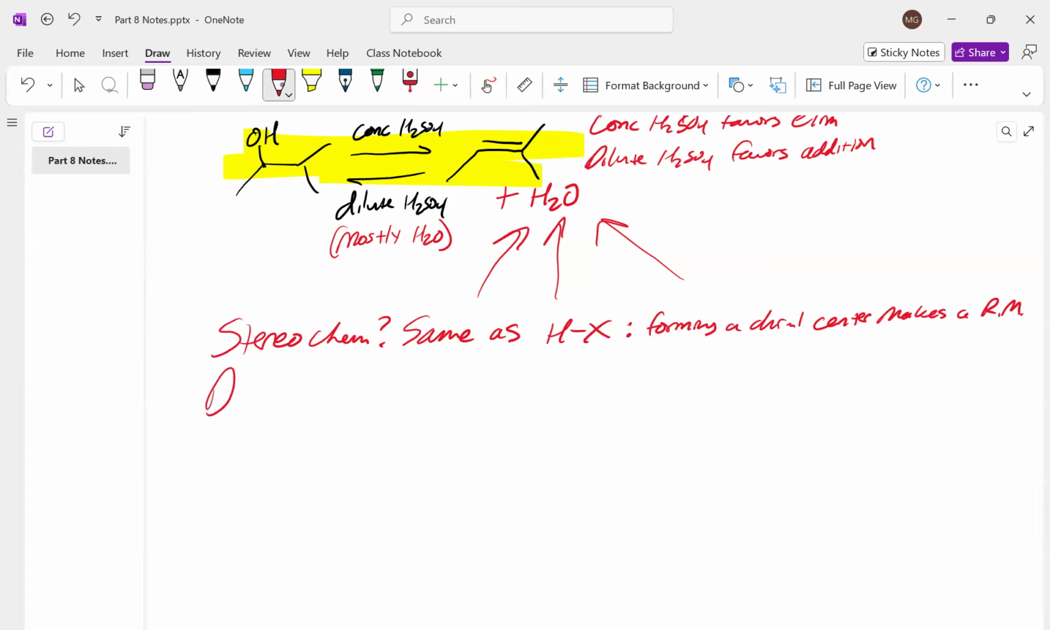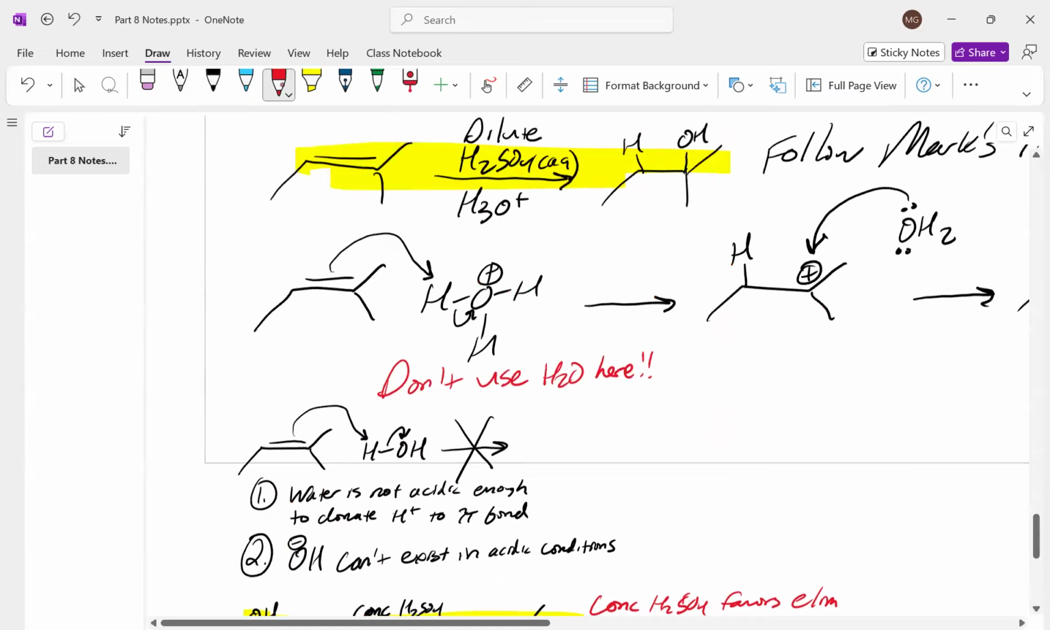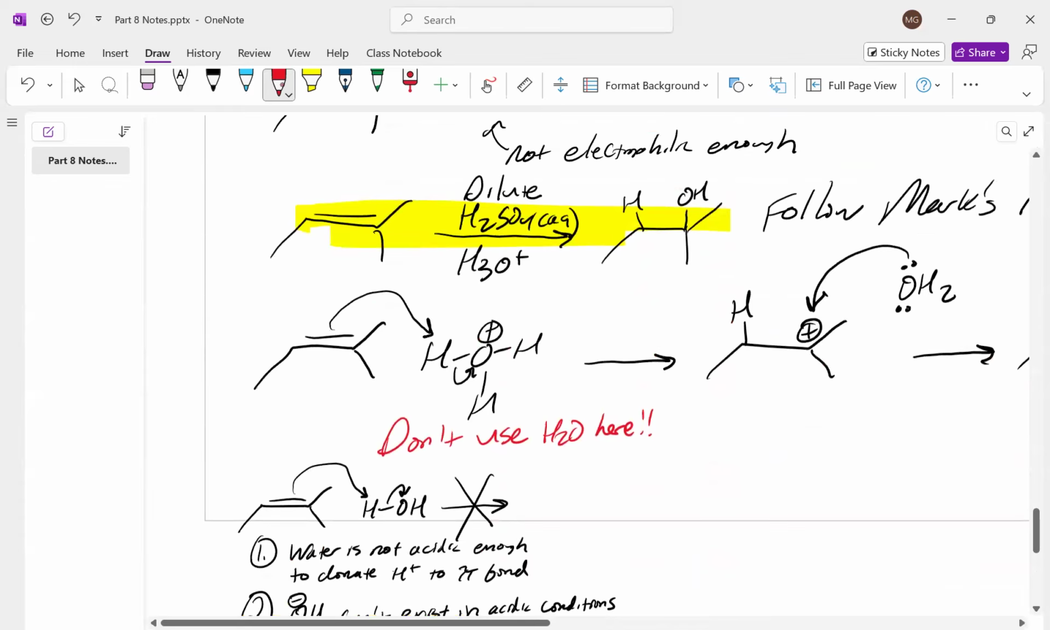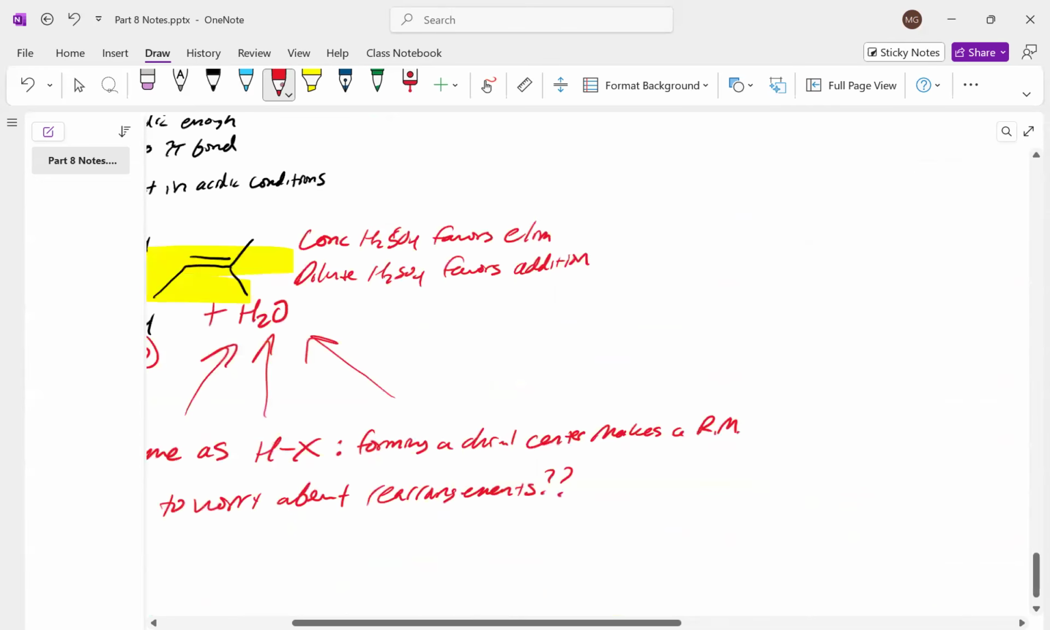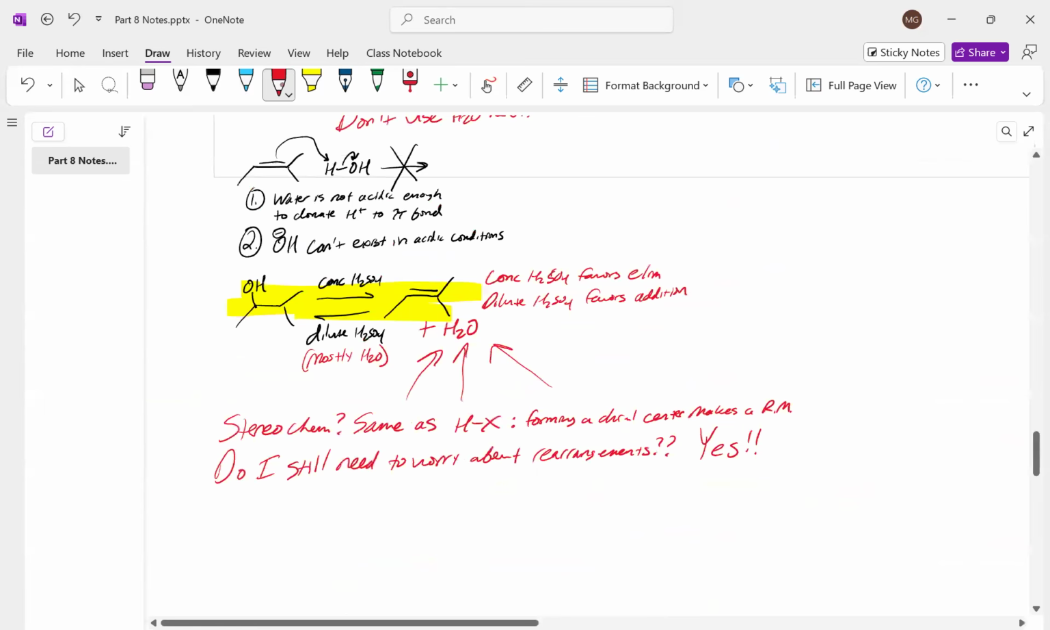And then to conclude, do I still need to worry about rearrangements, carbocation rearrangements? Well, what do you think? If the mechanism we're drawing involves carbocations, yeah, you always have to ask yourself, is a more stable carbocation possible? So yes, that always needs to be in the back of your mind.